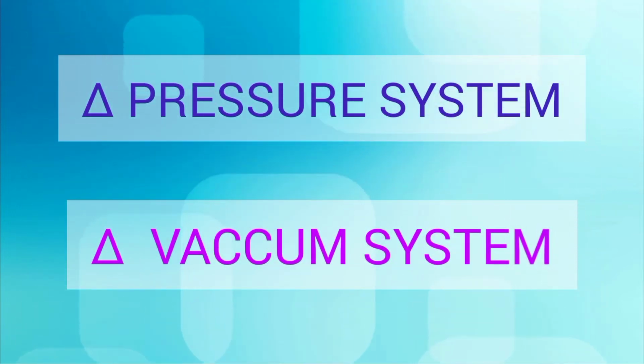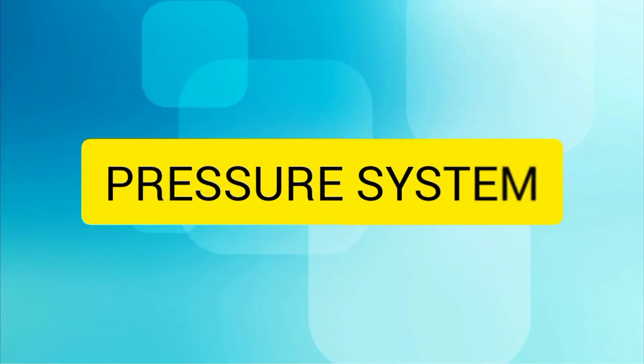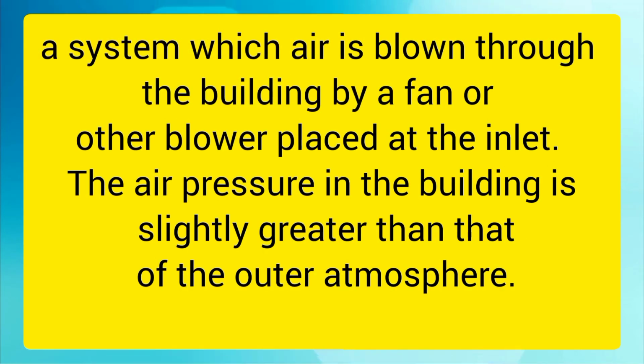Further, mechanical ventilation is divided into two parts: pressure system and vacuum system. Pressure system: a system in which air is blown through the building by a fan or other blower placed at the inlet. The air pressure in the building is slightly greater than that of the outer atmosphere.